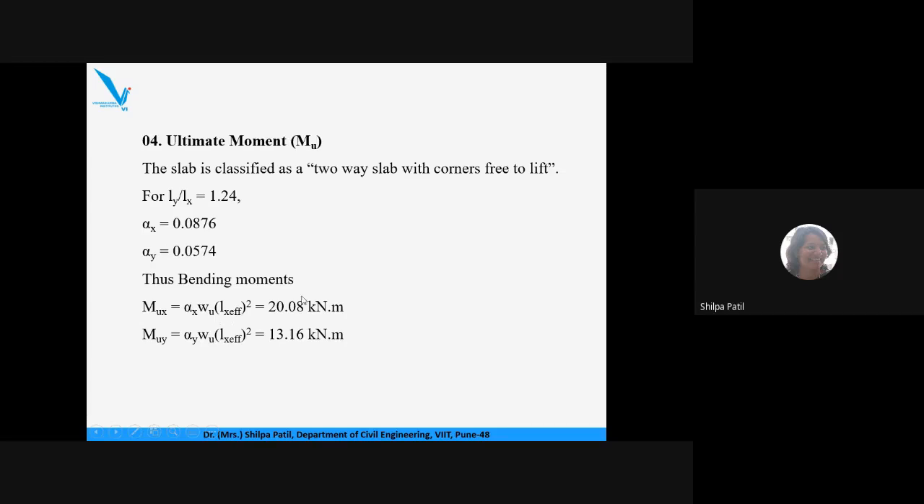Now at least you do the calculation for these moments and tell me whether these values are coming correct or not. You have to simply put the values of alpha x, W and L effective along the x direction. Guys, is the value correct?